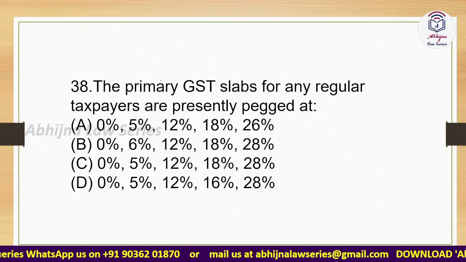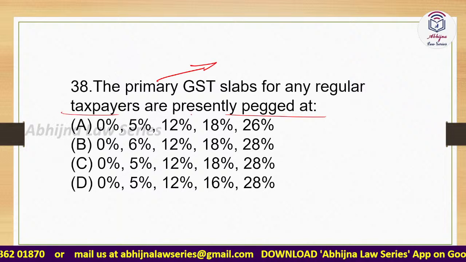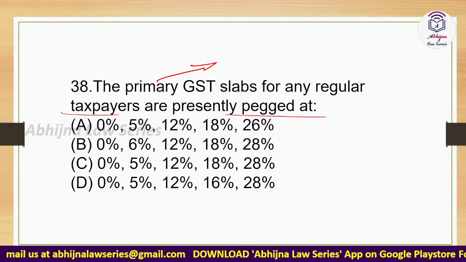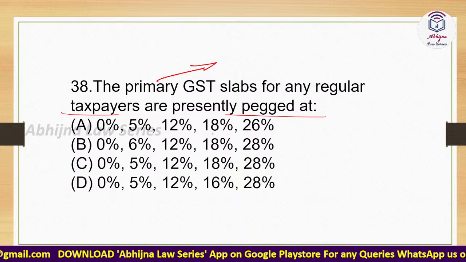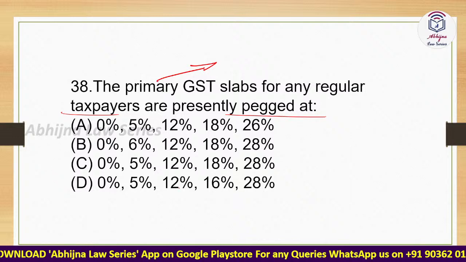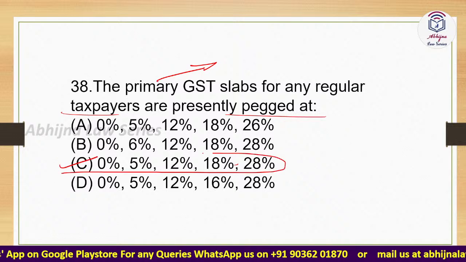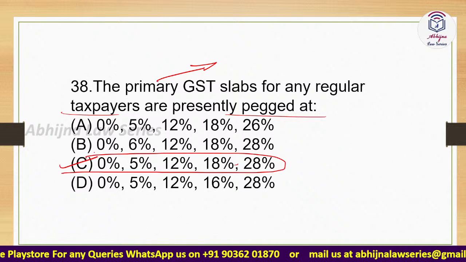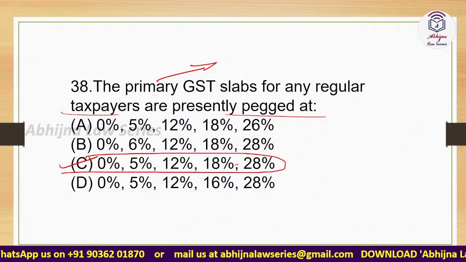Next one, the primary GST slabs for any regular taxpayers are presently pegged at. So, what are the different slabs? It is 0%, then 5%, 12%, 18% and 28%. C is the answer. 0%, 5%, 12%, 18% and 28%.